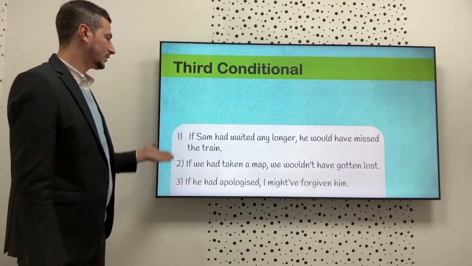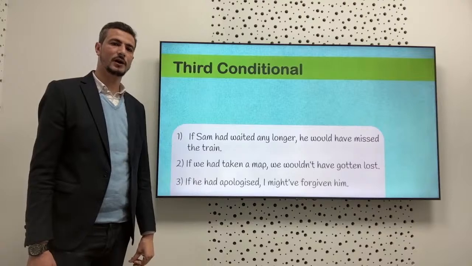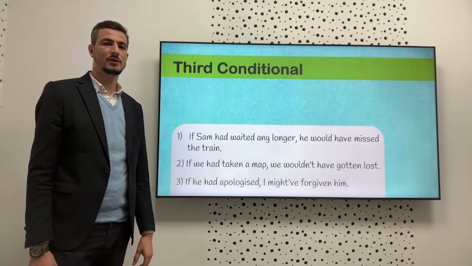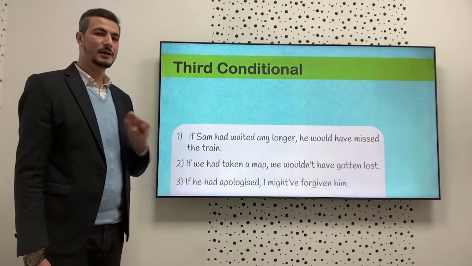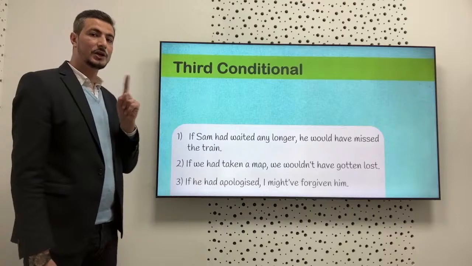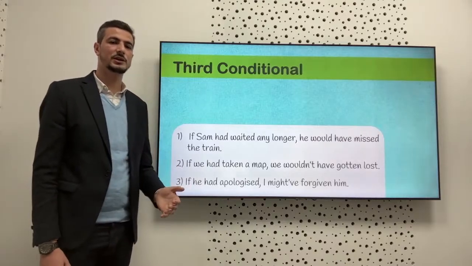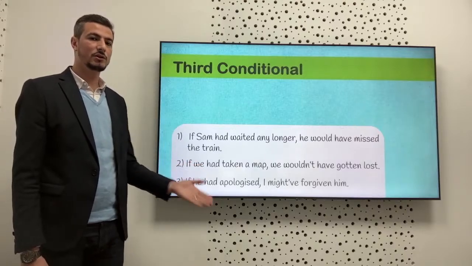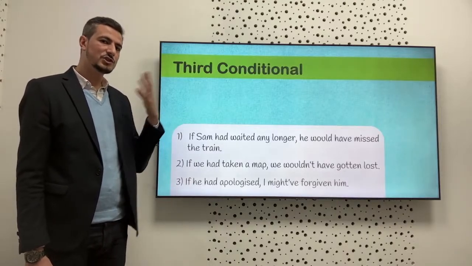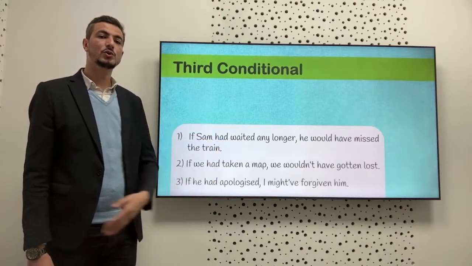Now, take some time and take a look at these examples. If Sam had waited any longer, he would have missed the train. I repeat, if Sam had waited any longer, he would have missed the train. Which means Sam didn't wait, and as a result, he didn't miss the train. But if he had waited longer in the past, he would have missed the train, or he wouldn't have caught the train. I repeat this example, so just to make it clear. Sam didn't wait any longer, and he didn't miss the train. So let's imagine a different scenario, an imaginary situation about the past, which is impossible to happen.